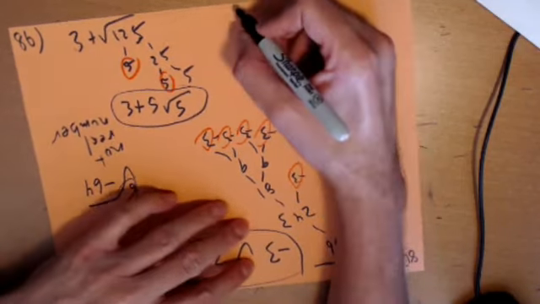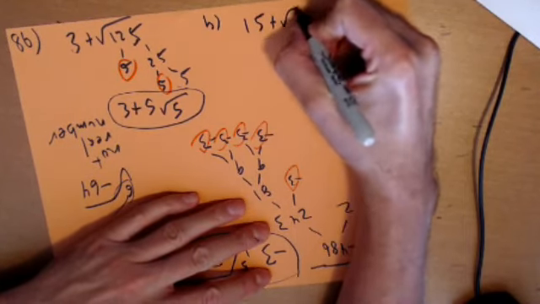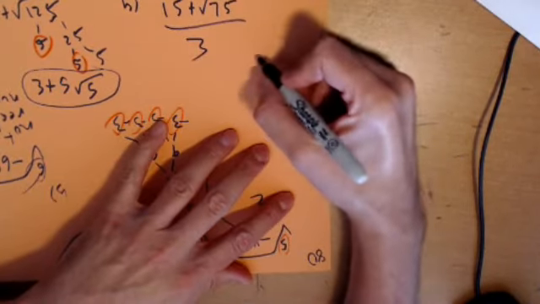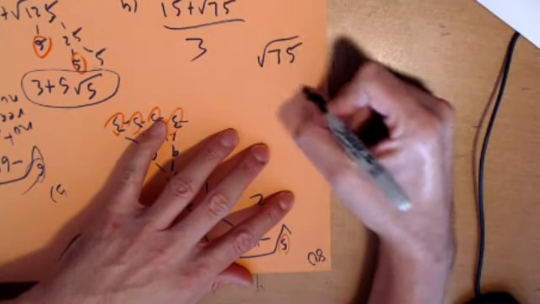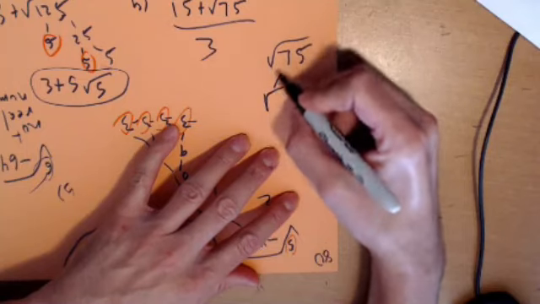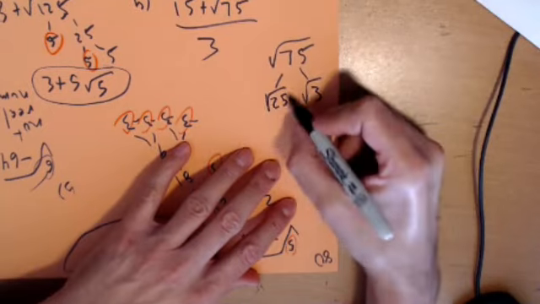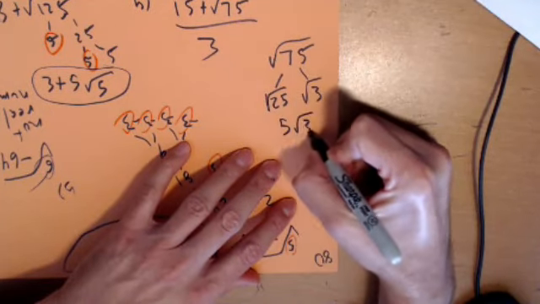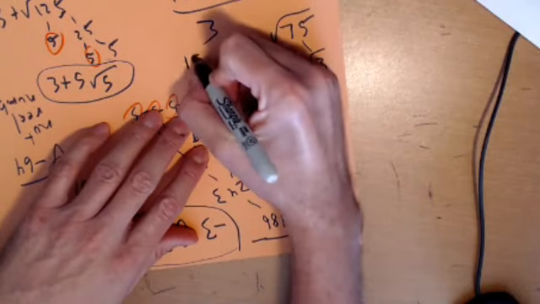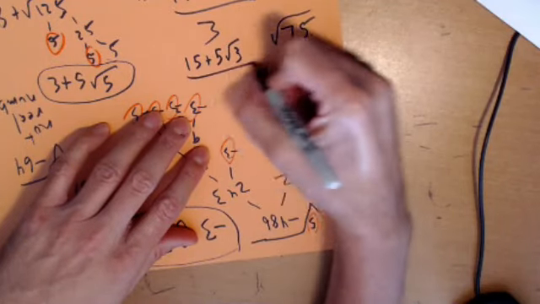Okay. And then 86 part B, 15 plus root 75, all over 3. Let's clean up root 75. So rather than break it all apart, I recognize that 25 is in there. So isn't radical 75 just radical 25 times radical 3, right? And square root of 25 is just 5. So root 75 I can replace with 5 root 3. So this is just 15 plus 5 root 3, right? Just replaced, all over 3.